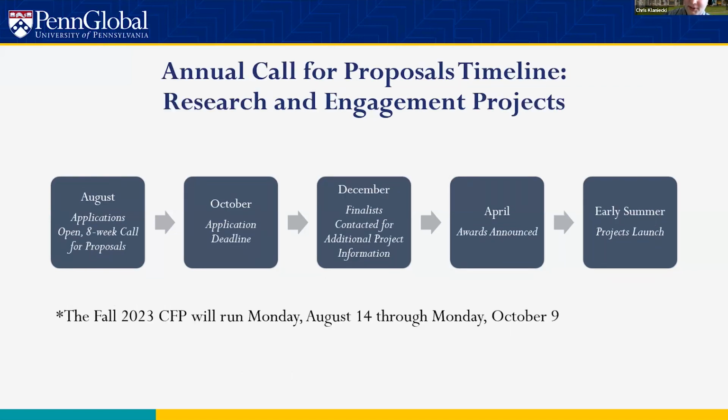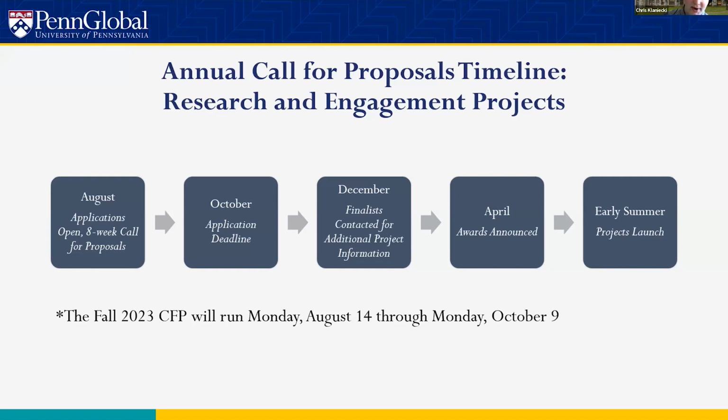As I mentioned a few moments ago, the research and engagement proposal timeline is an annual one, with August being the time that applications open for an eight-week call for proposals. Applications are due in early October. We do both our internal and our peer review process over the course of the rest of the fall, with, in December, contacting our finalists for additional project information.